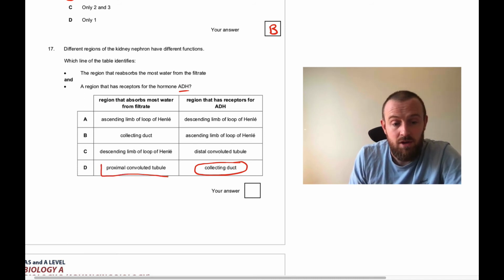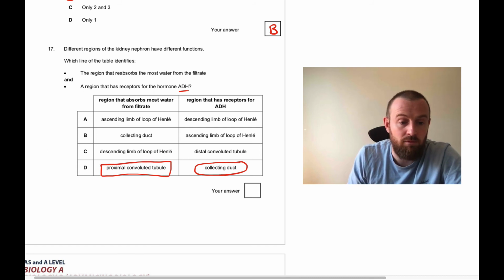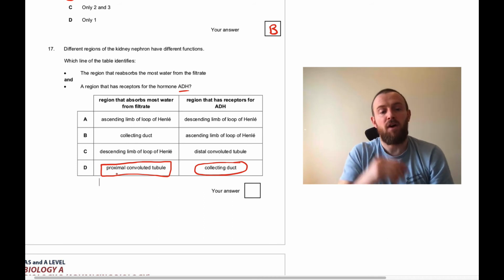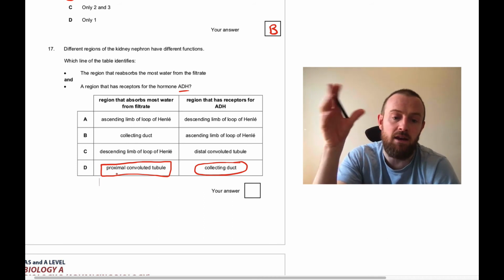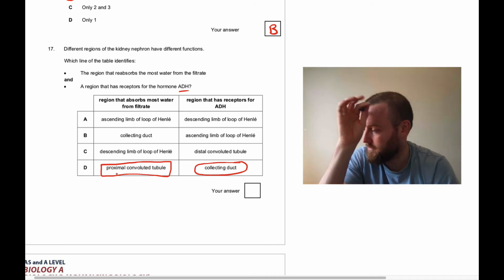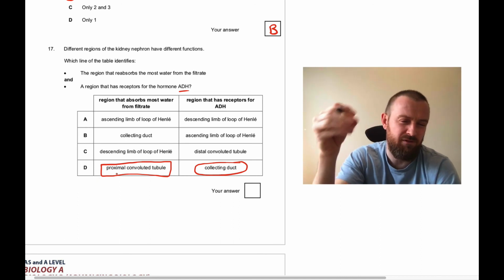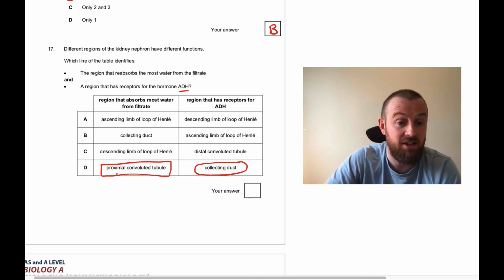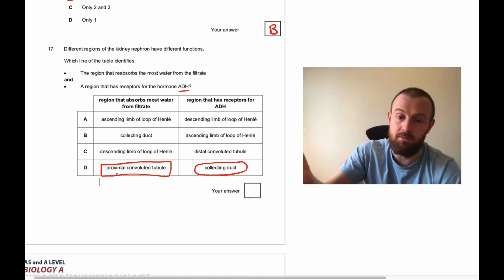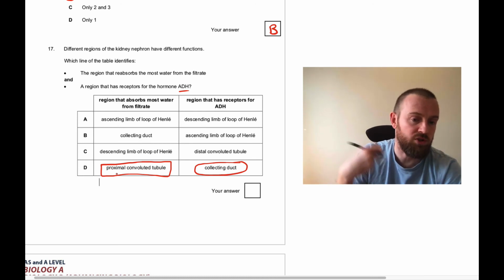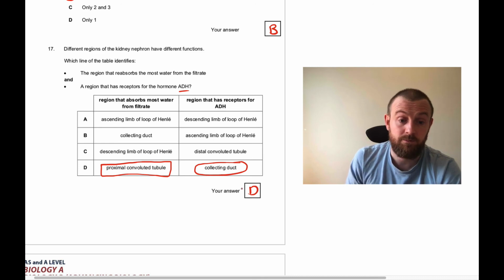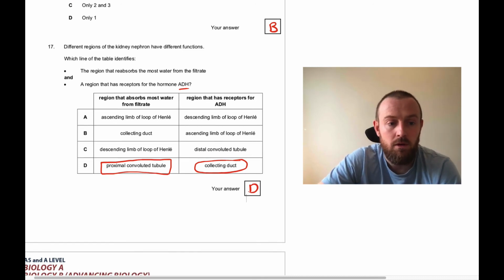Yeah, this is true. It is actually the proximal convoluted tubule that absorbs most of the water. The final bit, the collecting duct, also absorbs a lot of water, the extra that's still left. But actually, it is the PCT that absorbs most of the water. After we absorb glucose and amino acids, selective reabsorption, water moves as well. So the answer is 17D. Bet you didn't know that.